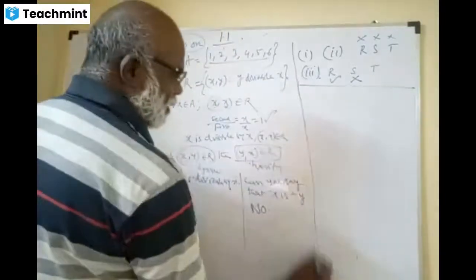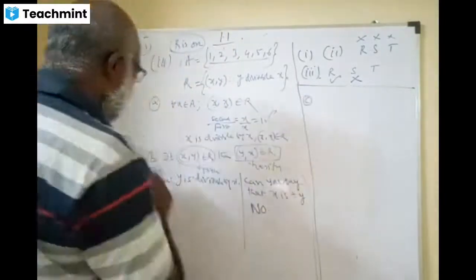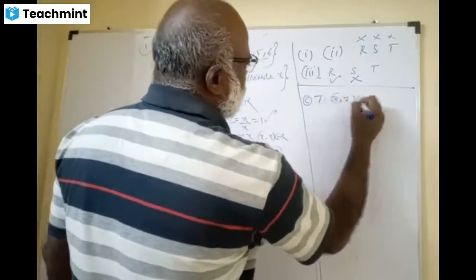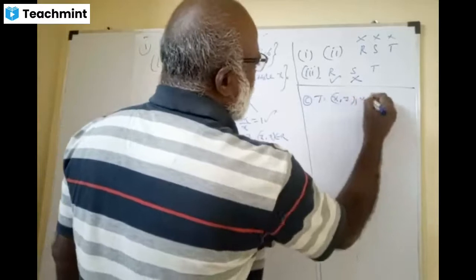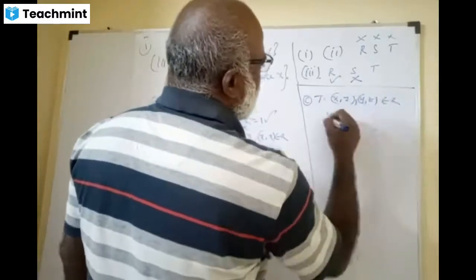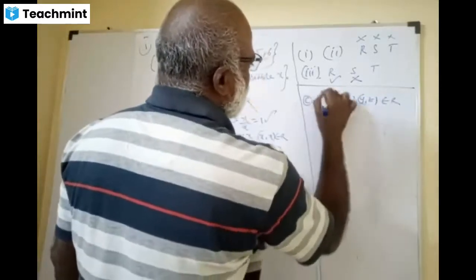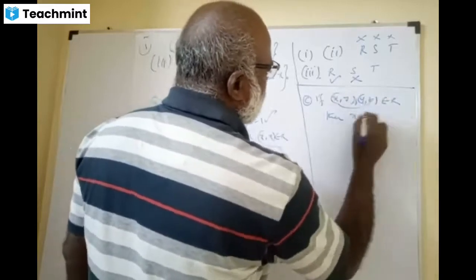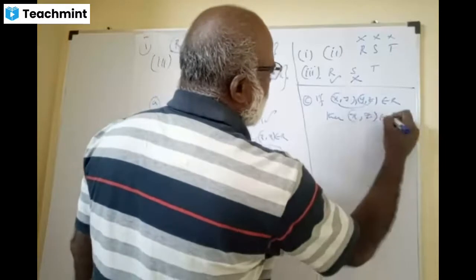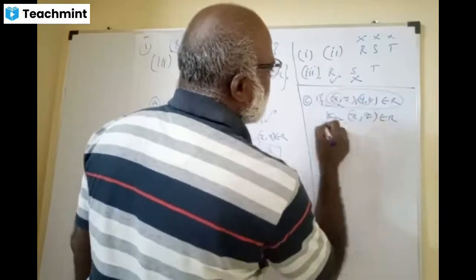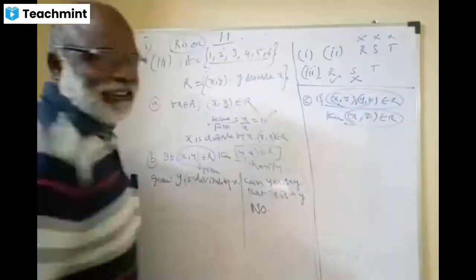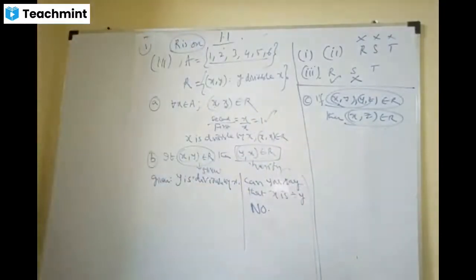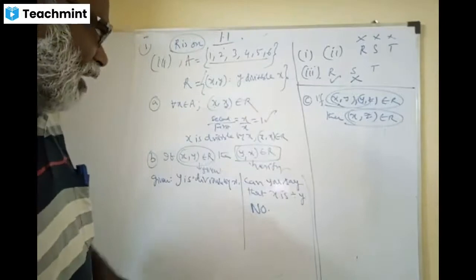Right. Now the C part. What is transitive, please? If (x, y) belongs to R and (y, z) belongs to R, then (x, z) belongs to R. This is given to you and this you have to verify now. Please understand this. I don't think you can get it in such a simple way anywhere.